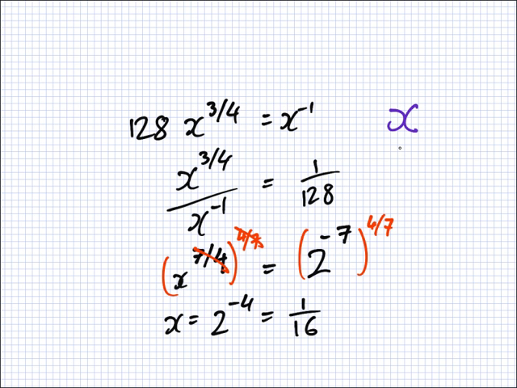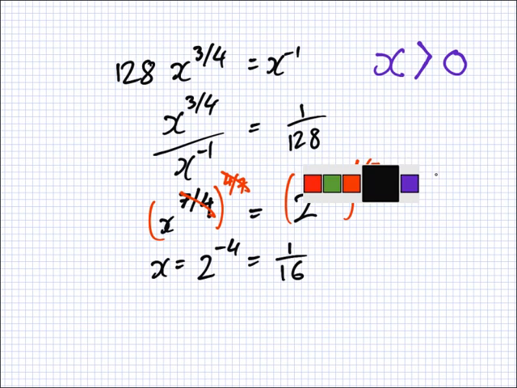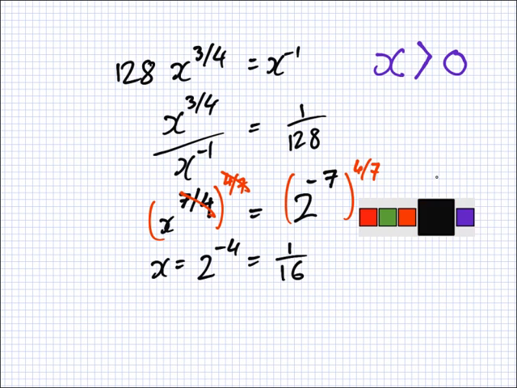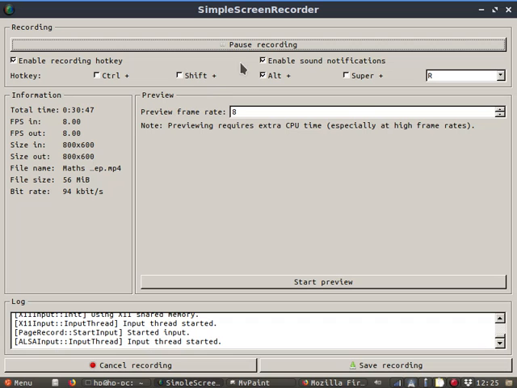Could the answer have been 0? No. So we might have known from the start that we're only looking at positive answers potentially. Okay, you got that?